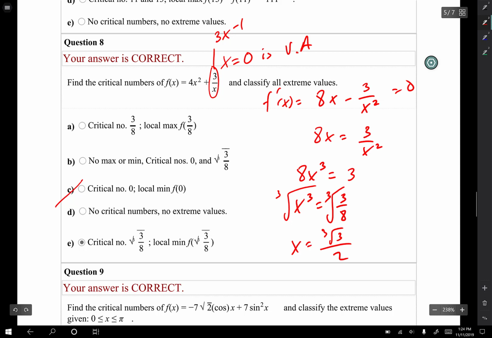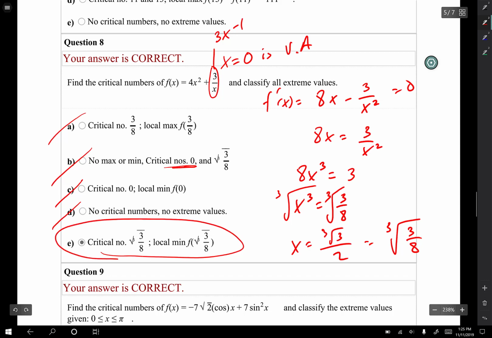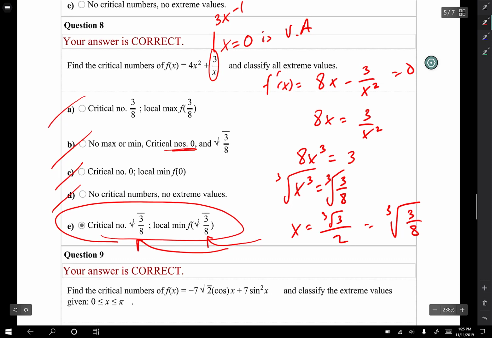They didn't do that. They left it as the cube root of 3/8, and that's fine. That one's out because that says 3/8. So maybe this one. No, it can't be this one because this one says critical number 0. Out. This one says no critical numbers. Out. It has to be this one. Of course, I want you guys to test it, but I'm just doing the shortcut here if you want to get this test over with. But try and see that the derivative does change from negative to positive at that value, and it does.